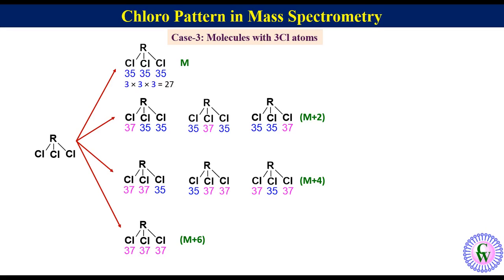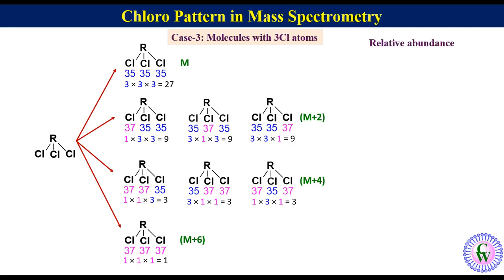3 into 3 into 3 is equal to 27. 1 into 3 into 3 is equal to 9. 3 into 1 into 3 is equal to 9. 3 into 3 into 1 is equal to 9. 1 into 1 into 3 is equal to 3. 3 into 1 into 1 is equal to 3. 1 into 3 into 1 is equal to 3. And 1 into 1 into 1 is equal to 1.